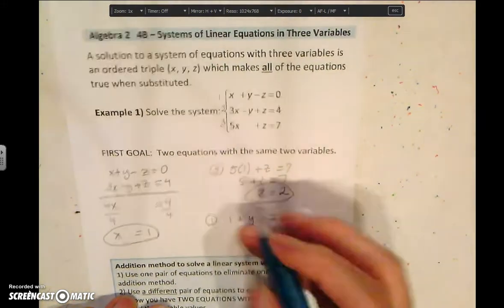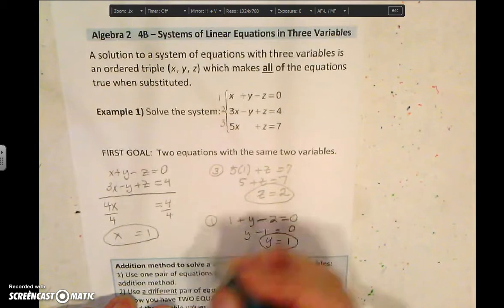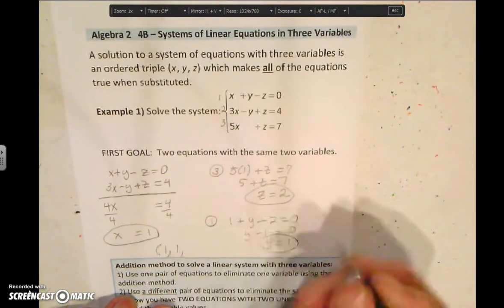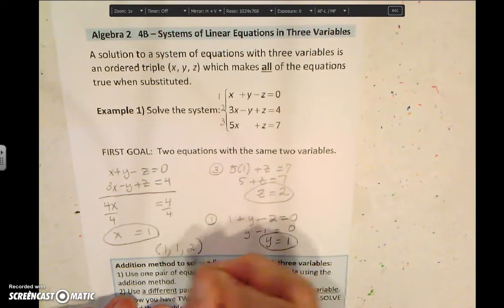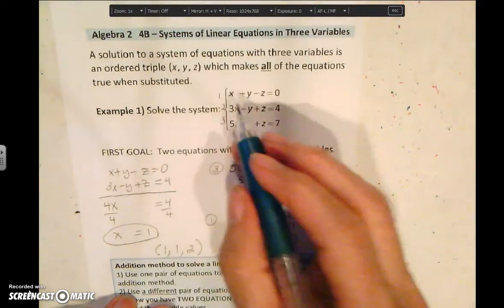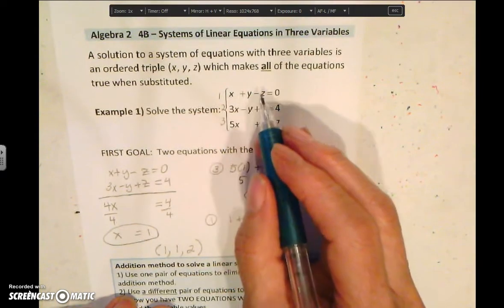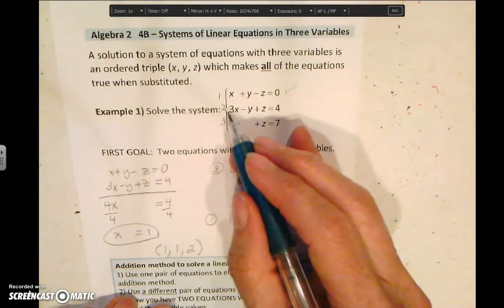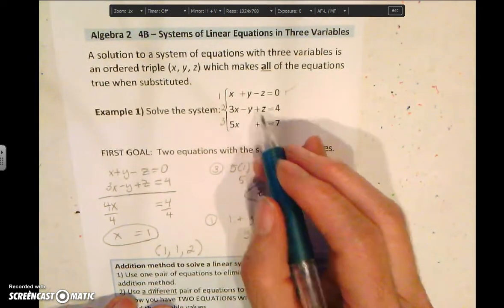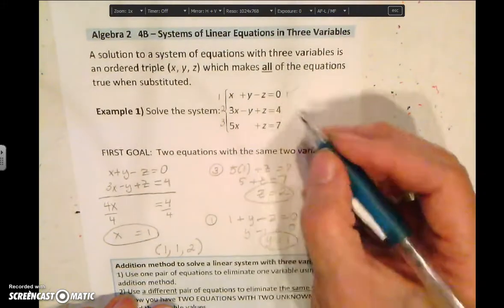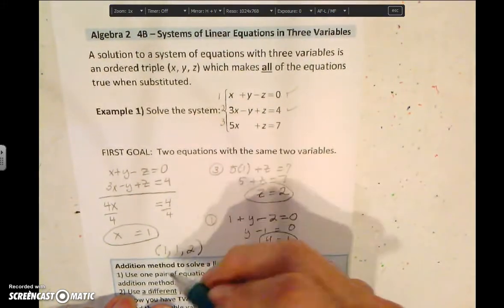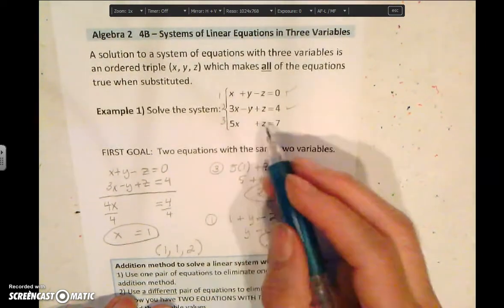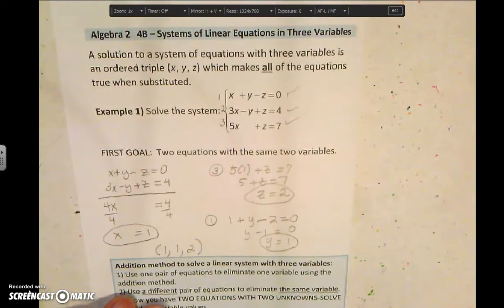Now I want to check this. So if I write this as an ordered triple, it's going to be 1, 1, 2: x is 1, y is 1, and z is 2. So that's how I'd want to write my answer. I'm going to check it out. 1 plus 1 is 2. 2 minus 2 is 0. That checks. Put a 1 in here. That's 3 minus 1, that's 2. And 2 plus 2 is 4. That checks. 5 times 1 is 5, plus z is 2. So 5 plus 2 is 7, and that checks.